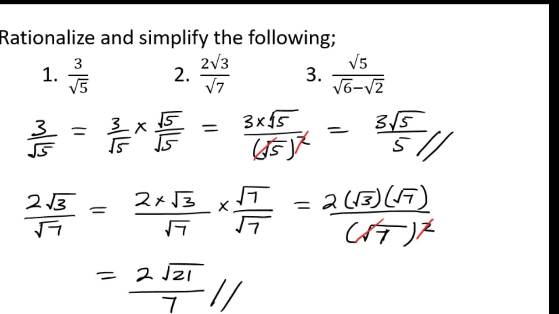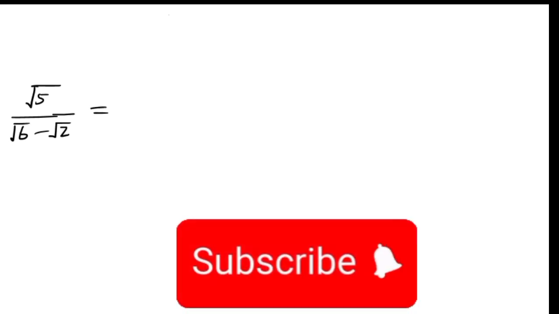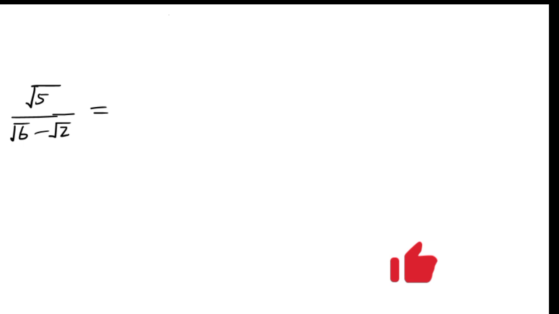So let's look at the last one, which is the square root of 5 being divided by the square root of 6 minus the square root of 2. Okay, before we look at this, we need to know the conjugate.